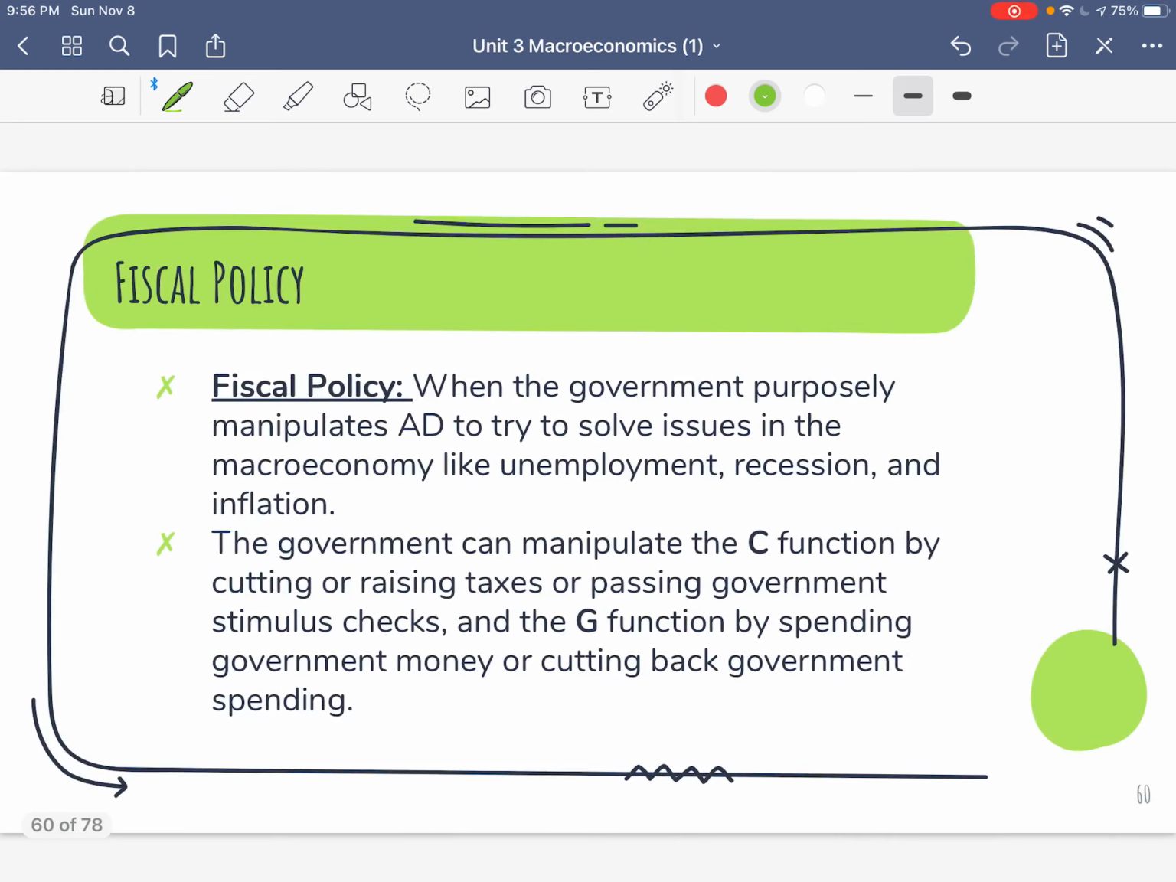All right. So, all of the things that I just told you are things that might happen naturally, or they just occur in the economy and they shifted AD or they changed AD. We're going to talk about fiscal policy now. And fiscal policy is when the government purposefully manipulates AD, changes part of AD to try and solve issues in the macroeconomy. And they're trying to solve issues like unemployment, recession, and inflation.